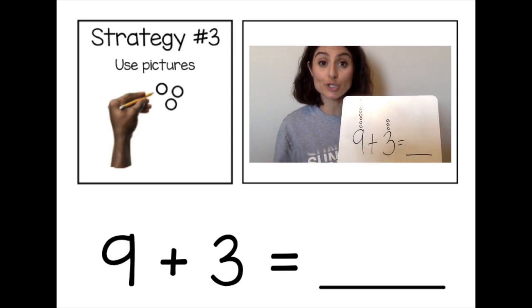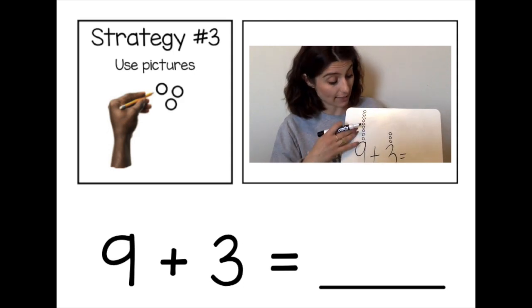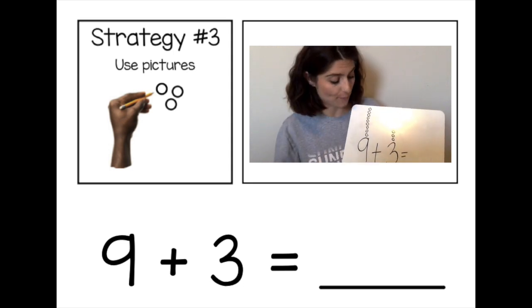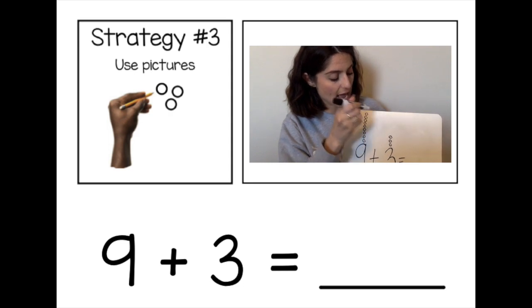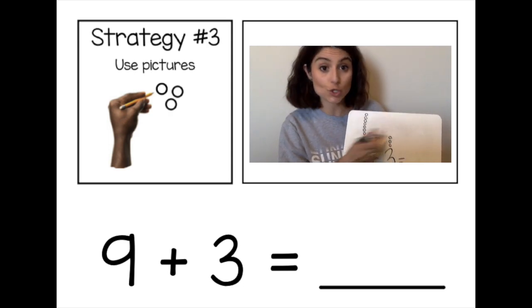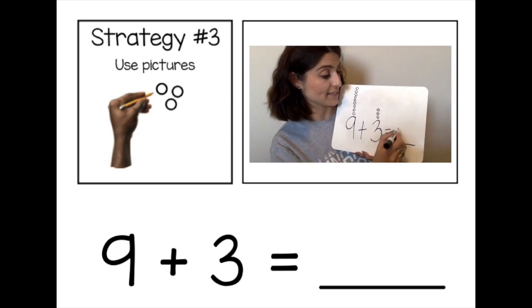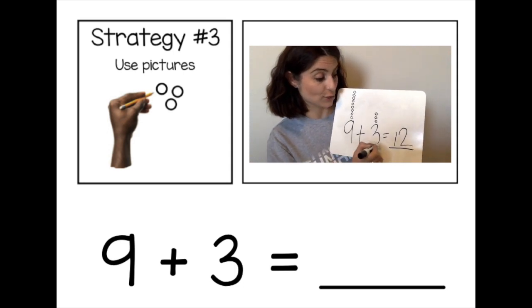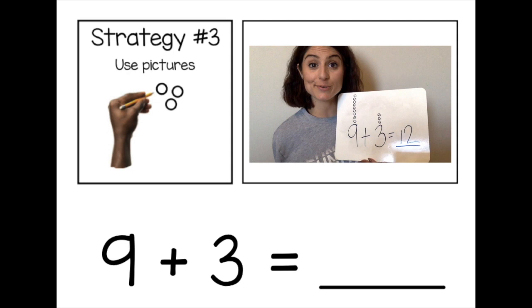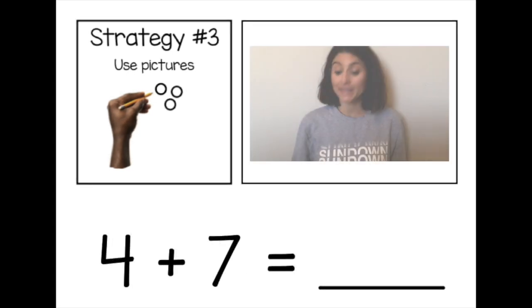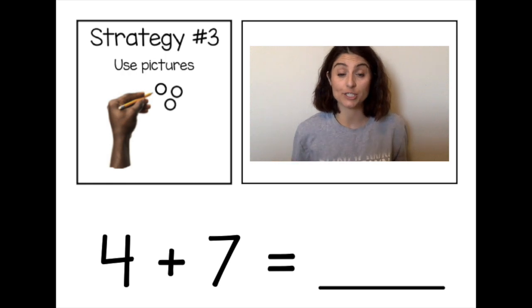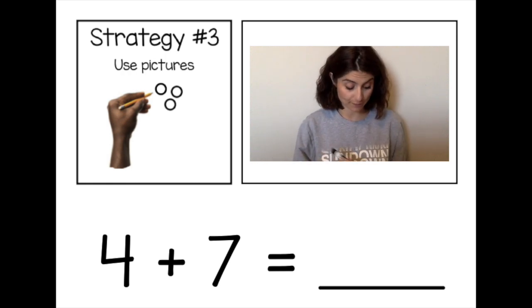Now let's see what our total is when we add 9 circles plus 3. Here we go. 1, 2, 3, 4, 5, 6, 7, 8, 9, 10, 11, 12. The answer is 12. 9 plus 3 equals 12. Let's do it again. This last equation reads 4 plus 7. So let's write that down first.